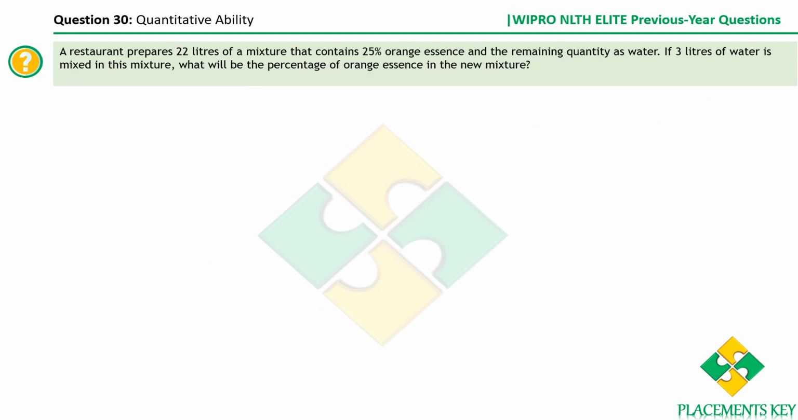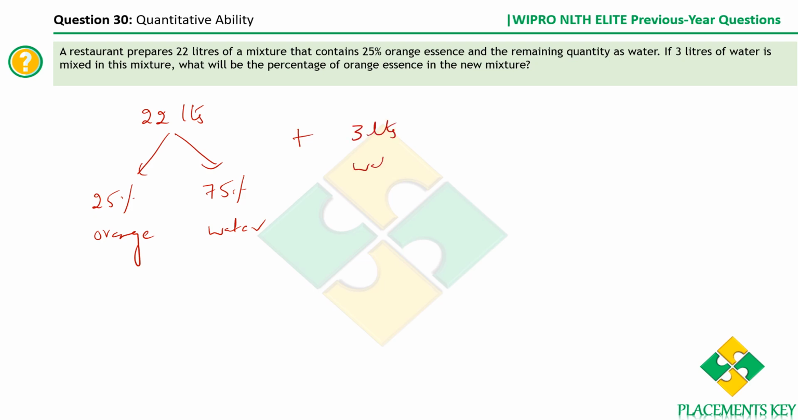Let's move on to the next question, the last question in this particular series. A restaurant prepares 22 liters of mixture. The mixture contains 25% orange essence, and the rest is water. So 75% water. This is mixed with 3 liters of water. Now we are supposed to find the percentage of orange essence in the mixture.